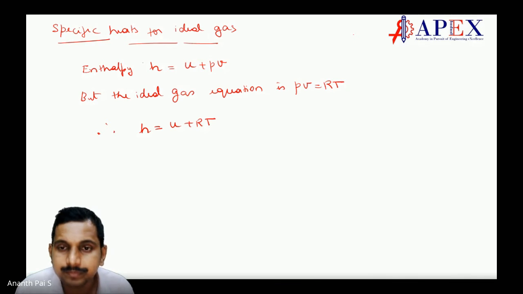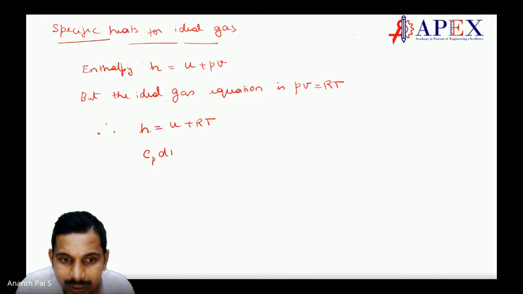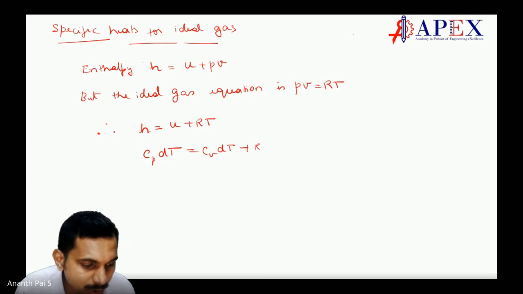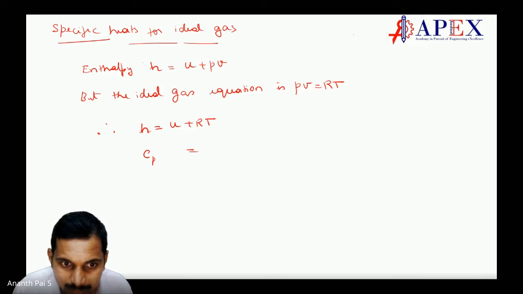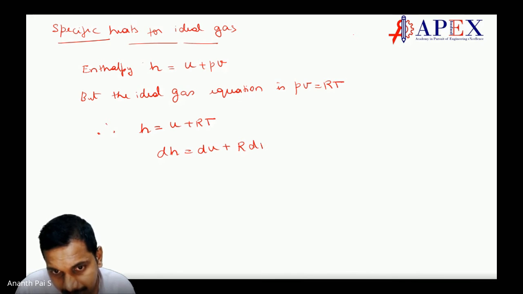Makes sense? Now further, we can write H is Cp dt. What is U? Cv dt. Makes sense? Plus RT. Or we will write it like this, okay? Not this way, I'm sorry. I should write here, this can be written as dH is equal to dU plus R dt.